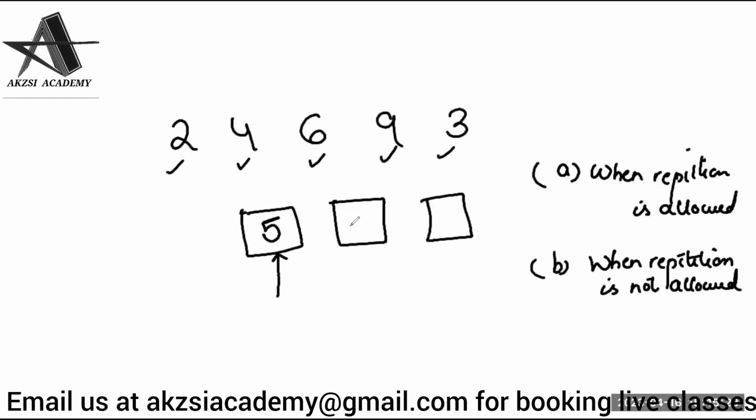For the next one, since repetition is allowed, again I can choose any number from 2, 4, 6, 9, 3. So all of these I can fill. That means I have 5 ways by which I can fill this box. Similarly, since repetition is allowed, I can fill the last box with 5 possible ways because I can pick any number.